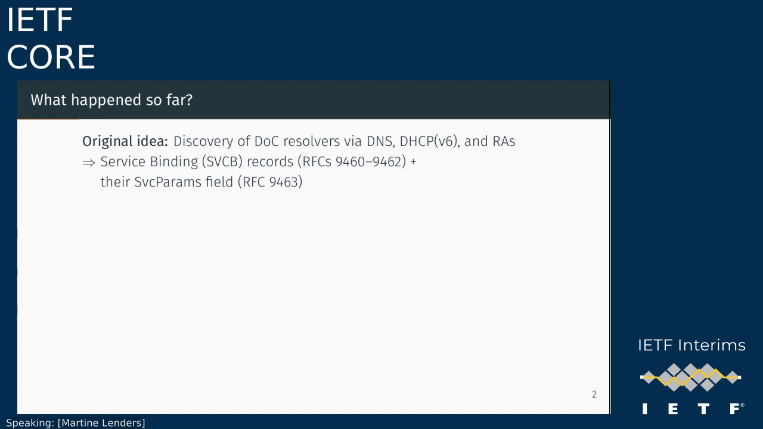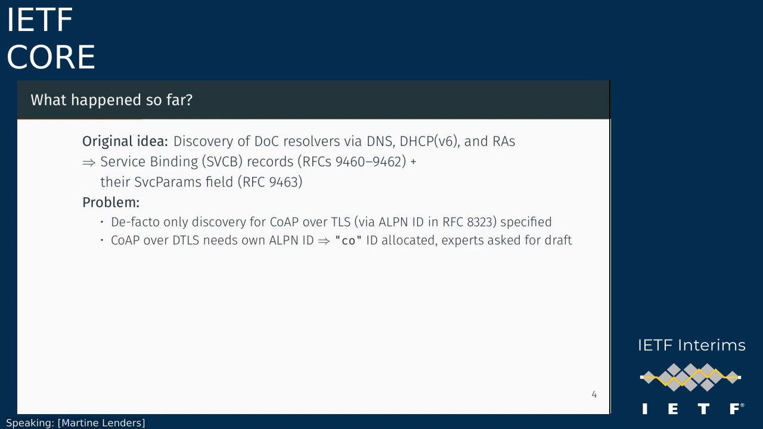Originally, we wanted to add the discovery of DNS over CoAP resolvers via DNS, DHCP, and router advertisements. And there is a solution for that with service binding records or the service parameter fields then in the DHCP and router advertisement messages. But the problem is that de facto for this type of discovery, only CoAP over TLS is specified, because there's an ALPN ID specified in the RFC that introduced it.